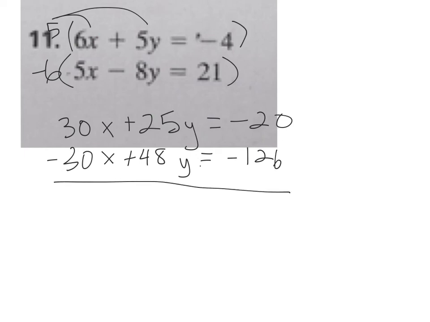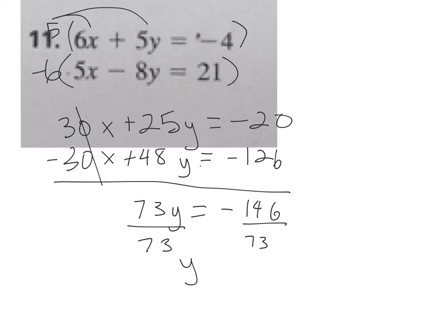Now we're going to combine them. So my x's go away. My y's are going to be 73y equals a negative 146. Then I'm going to divide by 73. I get y equals negative 2.